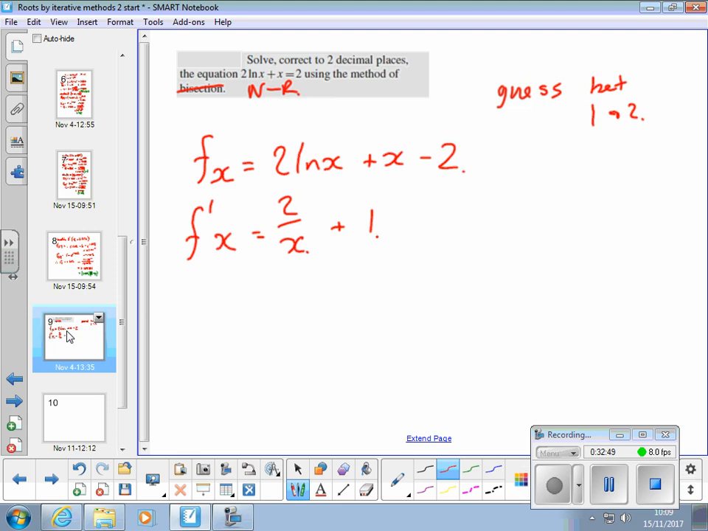This is the important thing about Newton-Raphson: can you get the differentiation right? Otherwise, you aren't going to get the right answer. So off you go and do that now. I'm going to put together a spreadsheet answer so I can show you how that works.